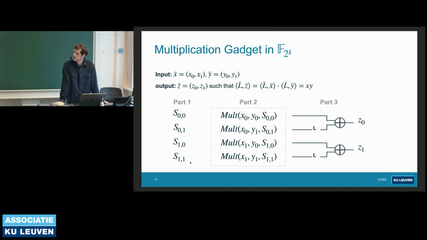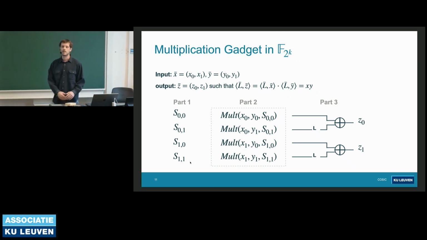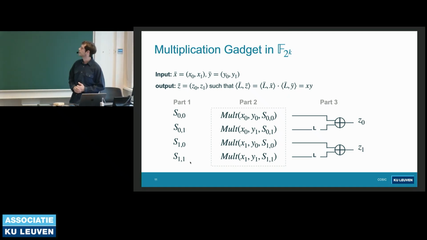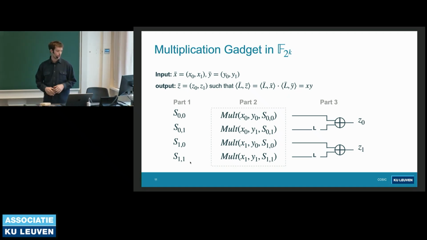Okay, let's look at the multiplication gadget that we propose. The gadget takes 2 shared inputs, X and Y, and produces a shared output Z, such that if you decode Z, you get X times Y. This is an example for 2 shares, obviously. And on a high level, it works in 3 parts.